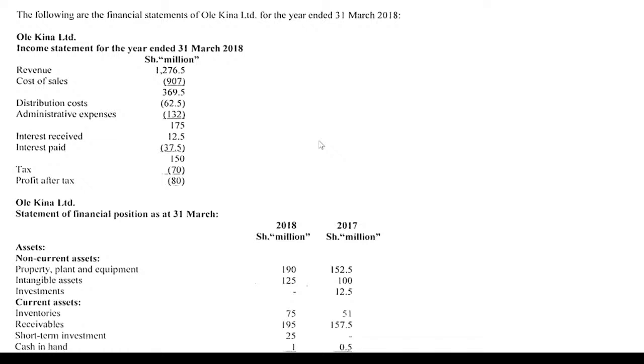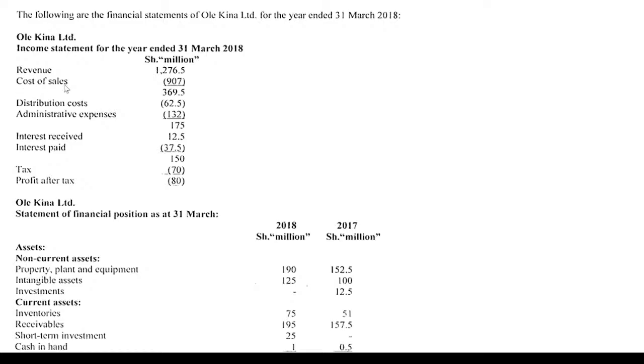Welcome back. Today I want to look at this question from May 2018, question 4b, about the cash flow. We have been given the following financial statements for Olekina Limited for the year ended 30 March 2018. We have the Olekina income statement as well as the balance sheet.